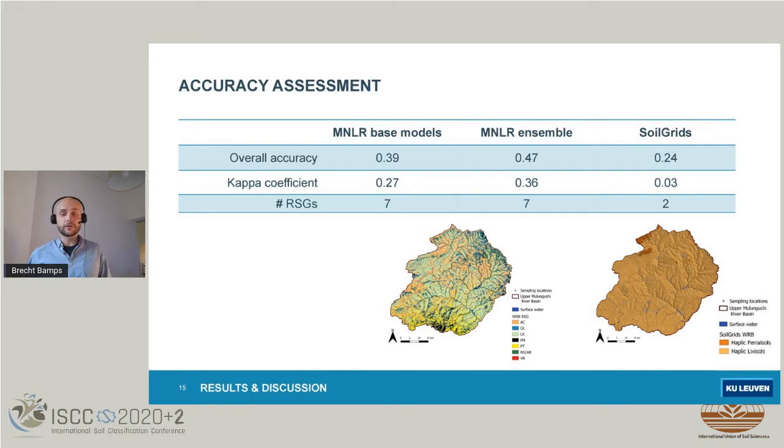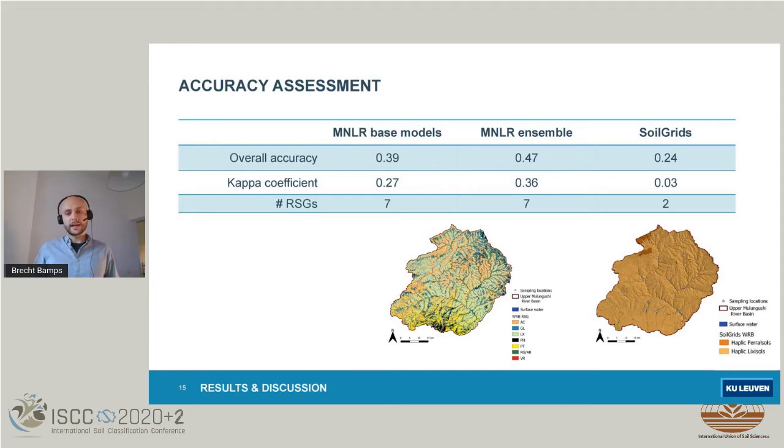When we then look at accuracy, here we see the result. In the middle is what we reached with our final product, the ensemble soil class map, with a kappa coefficient of about 0.36, which is considered as fair agreement with reality. Of course, this product is far from perfect, but as we compare it to information that was previously available, in this case represented by SoilGrids, we see that by adding our observations and our digital soil mapping technique, we were able to increase this substantially.